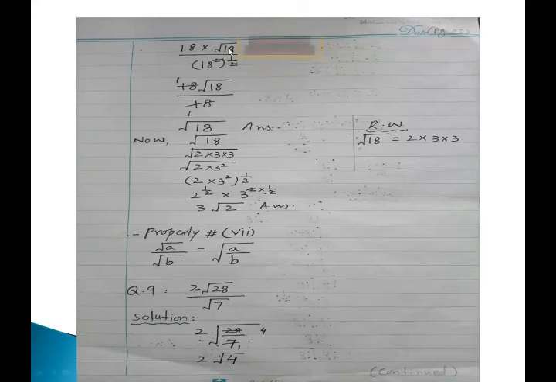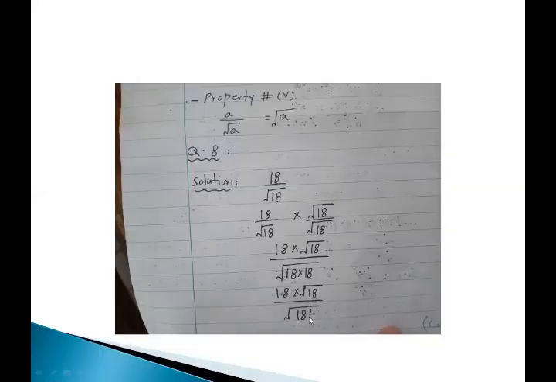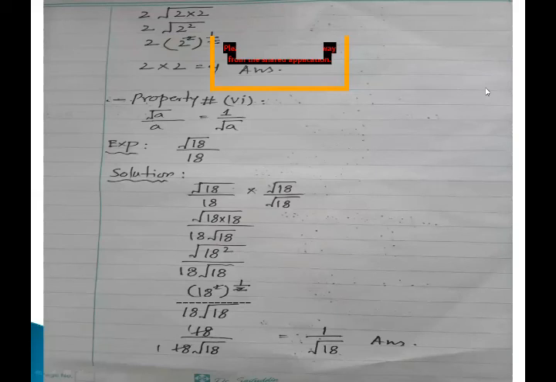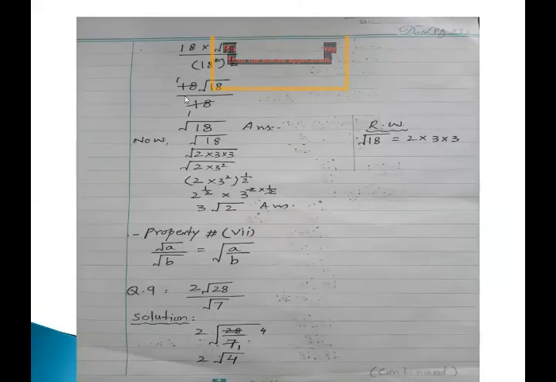Okay, 18 multiplied by under root 18, as we have seen previously, 18 multiplied by under root 18 divided by under root 18. So under root 18 square means the square is going to be cancelled with the square root. So there is 18 under root 18 divided by 18. So 18 would be cancelled by 18, and under root 18 is the answer.